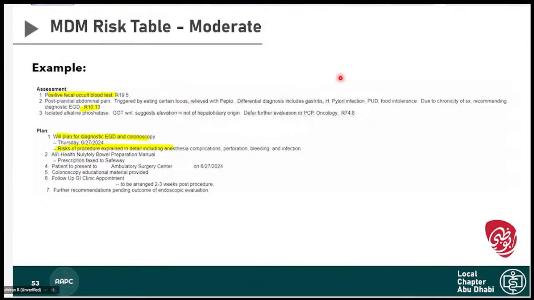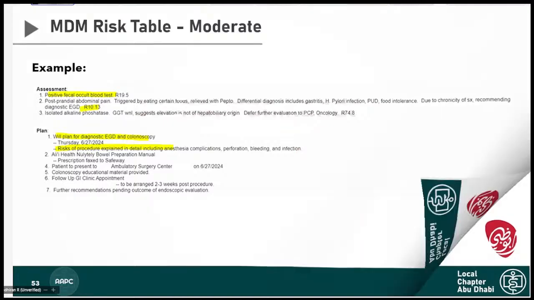For example, the patient came with complaints of positive fecal occult blood. The provider plans to do EGD and colonoscopy. EGD is nothing but esophagogastroduodenoscopy, and they plan to do colonoscopy also. The provider clearly explained the risks of the procedure in detail, which are anesthesia complications, sometimes perforation, bleeding, and sometimes infection also. Like this, the provider needs to document the risk. Then only can we consider the risk of the patient.